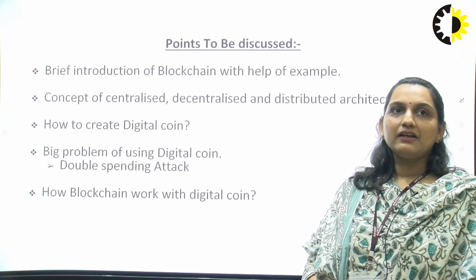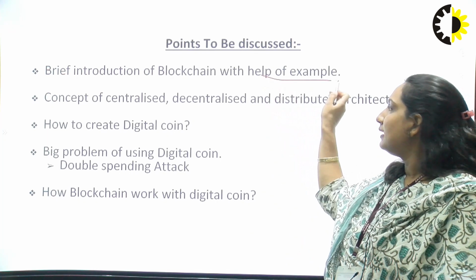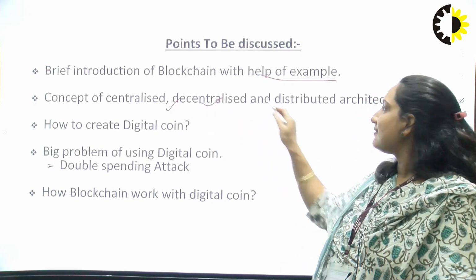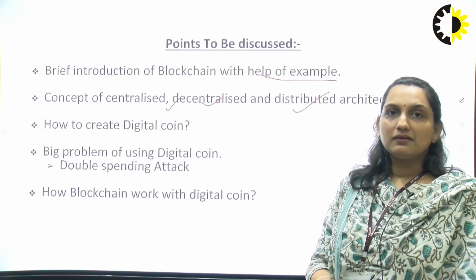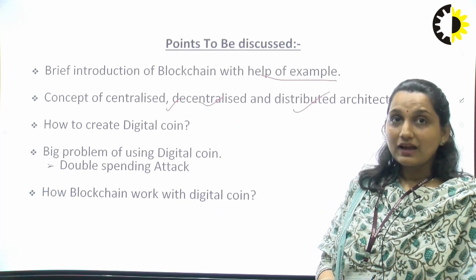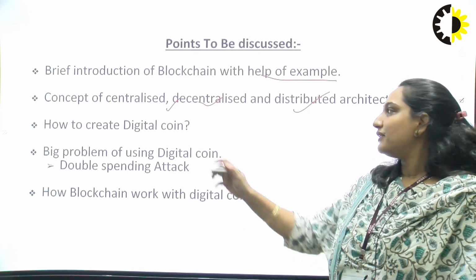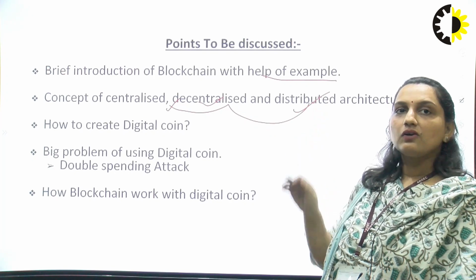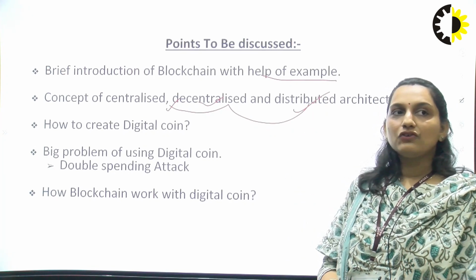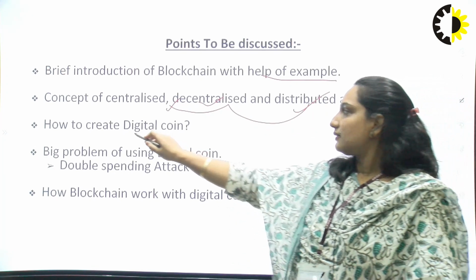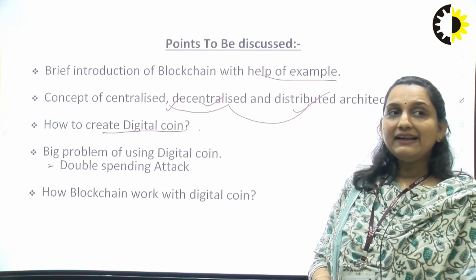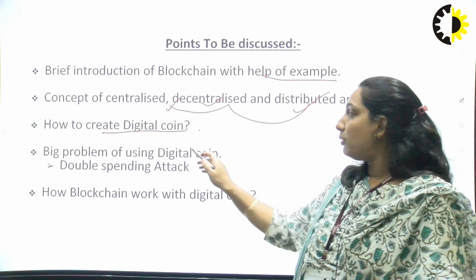We will see the introduction with the help of an example. We will see the concept of centralized, decentralized and distributed, and how the blockchain architecture will be used and fitted into a distributed system, with the pros and cons of all these systems. And then we will jump into the distributed architecture, and how digital coins are created on the internet.